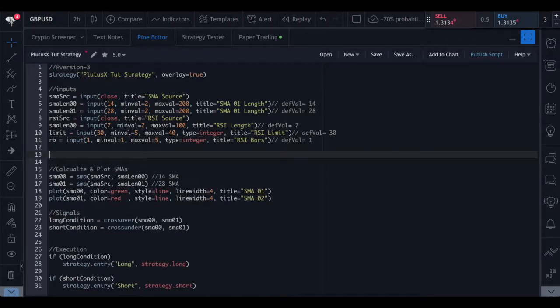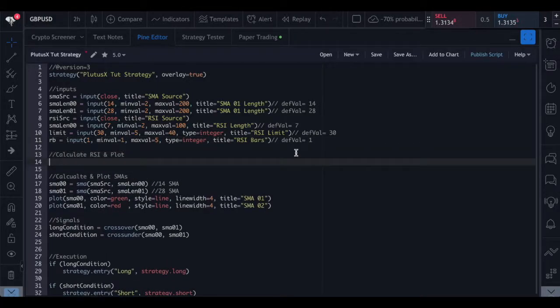Alright, now let's start calculating some RSI. Let's just do RSI 00 equals RSI source and then RSI length.